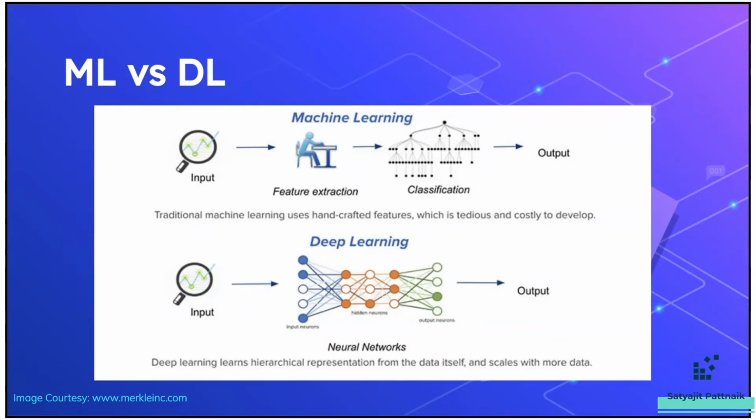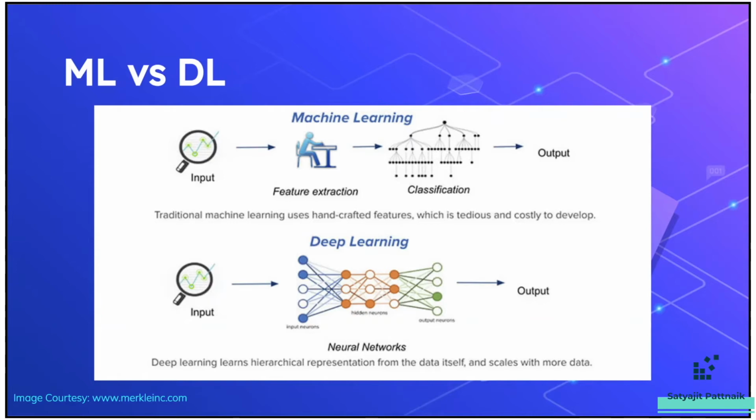But when it comes to deep learning, feature extraction, feature selection, and your classification are entirely taken care of by the hidden layer itself. So when you call your input layer and hidden layer, there only you have to do some kind of configuration. There are some parameters which you need to know, but most of the tasks are done by the neural networks themselves. So you can see the traditional machine learning uses handcrafted features, which are tedious and costly to develop. Deep learning learns hierarchical representation from the data itself and scales with more data.